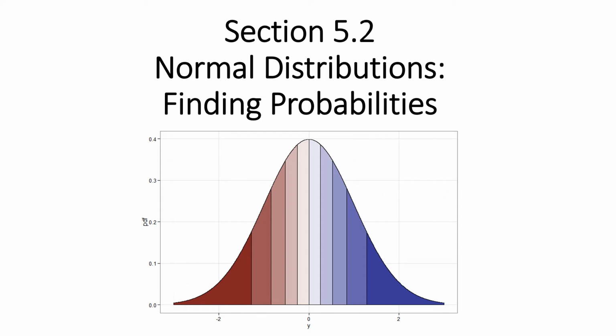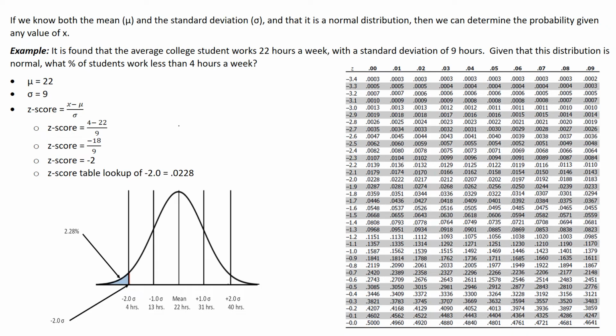Section 5.2, Normal Distributions, Finding Probabilities. In our last section, we were talking about finding some specific z-scores and then seeing the percentage under the curve. Under here, I want to cover specific practices with this and give several examples, looking at both sides of the z-table.